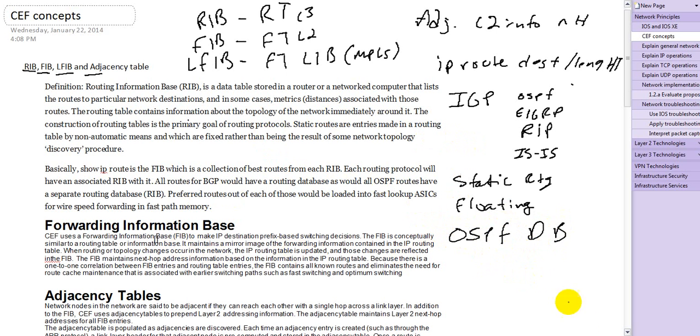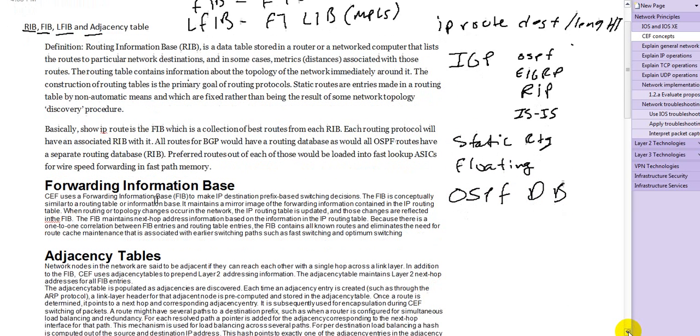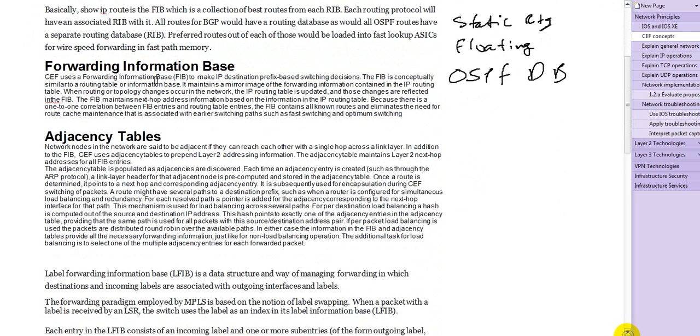Now the FIB, or the forwarding information base, is similar. And what this looks like, it says right here, let me move the mouse out of the way. CEF uses a forwarding information base to make IP destination prefix-based switching decisions. The FIB is conceptually similar to the routing table or information base.